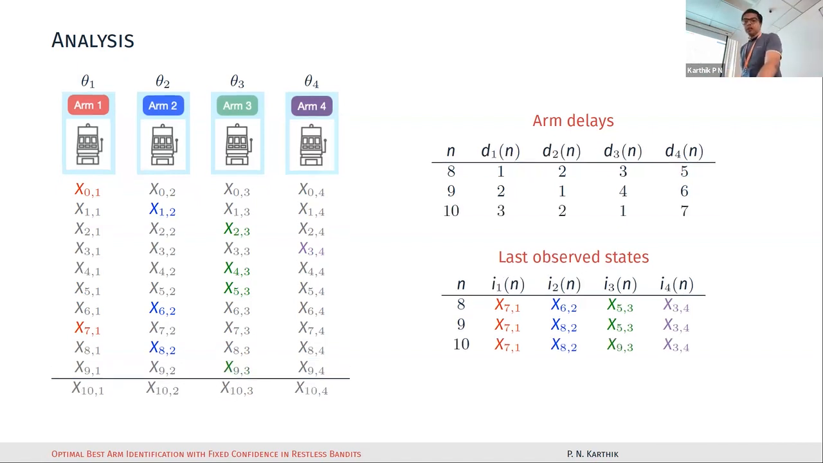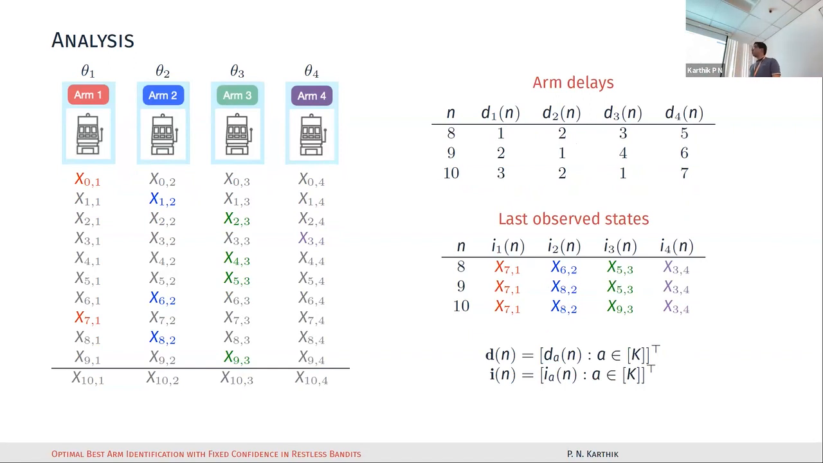Okay? You can keep building this table for all times. If you focus on any particular time n, collect the vector of this particular row of this table and the corresponding row of the below table. One vector I'm going to call vector dn, that is the vector of all arm delays. Another vector I'm going to call vector in, which is the vector of all last observed states. For each n, you can construct these vectors.